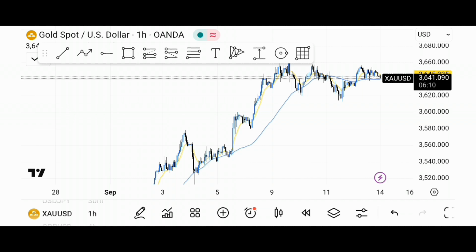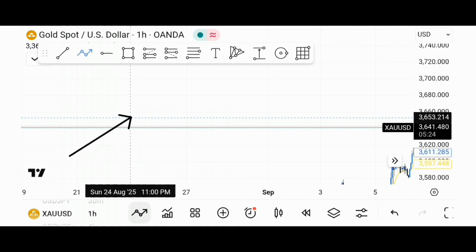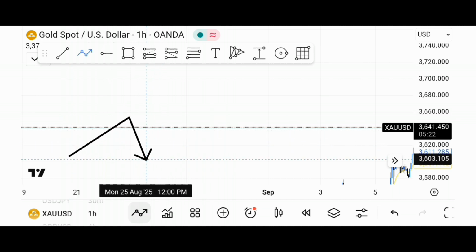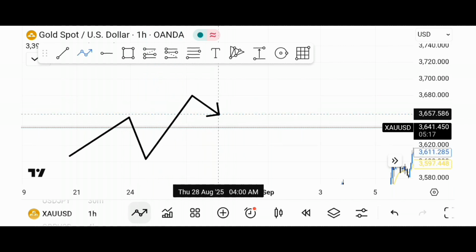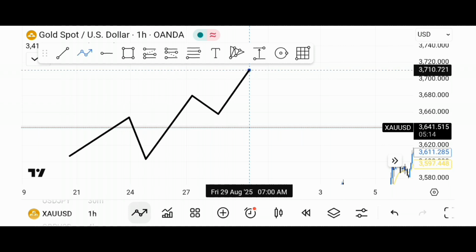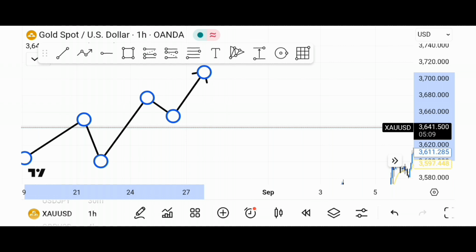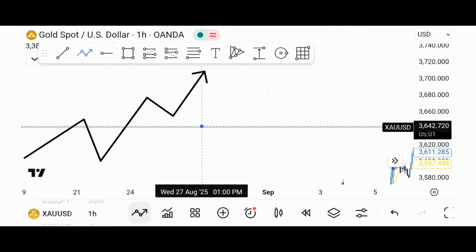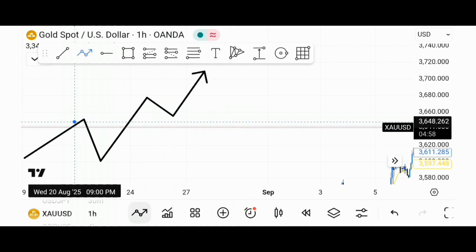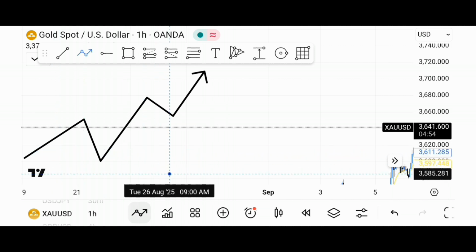Let me describe this in a drawing. If the higher time frame is giving us something like this, I'm just trying to replicate what the smaller time frame is going to look like. So this is the bigger time frame, the higher time frame. Then this is what the smaller time frame will look like. For this first impulse, the smaller time frame will look like this.